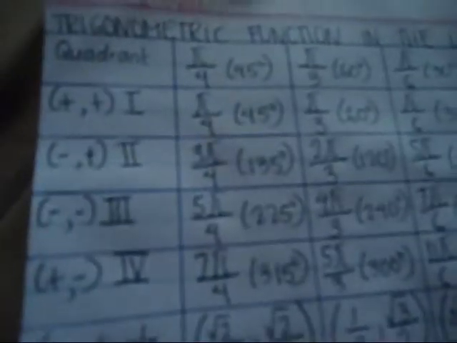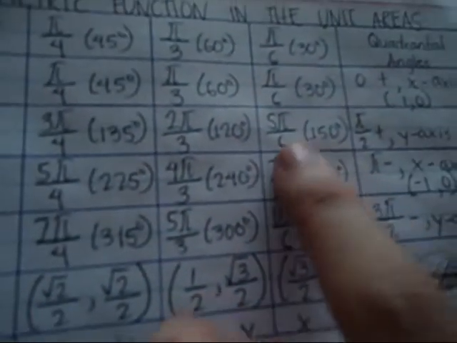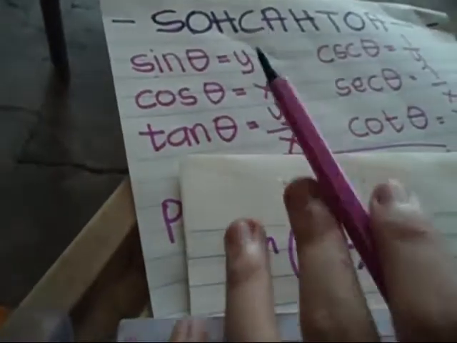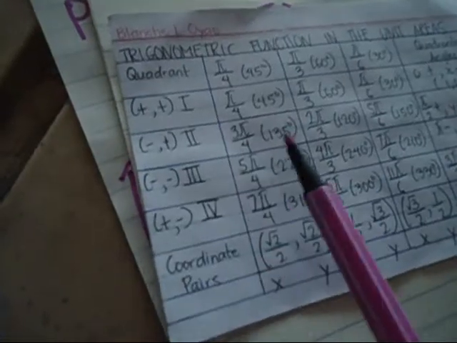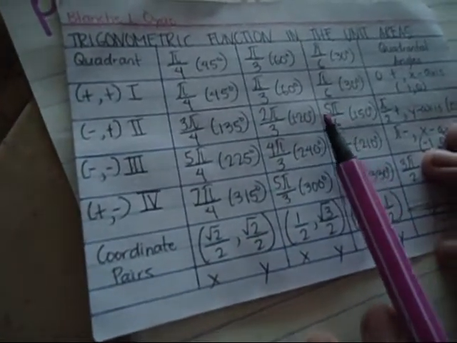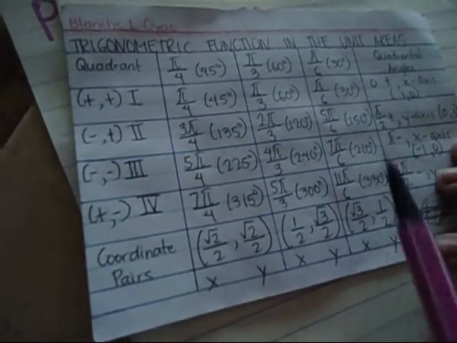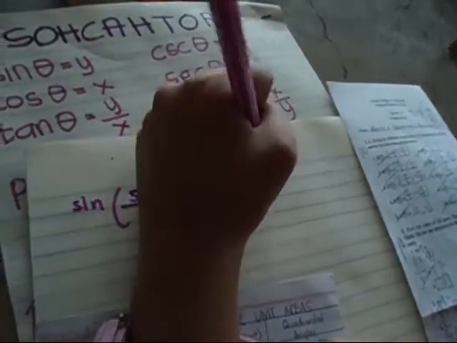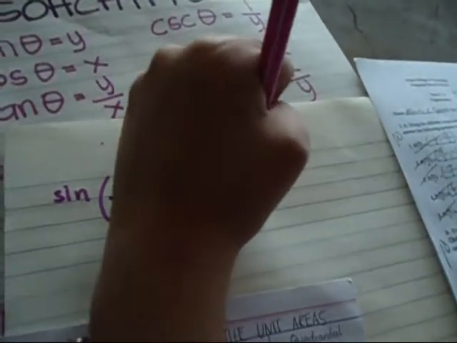Using your index card, you find 5 pi over 6. So it's in quadrant 2. And since sine theta is y, we're just going to use what is y. The y of 5 pi over 6 is 1/2. Positive 1/2 will be our answer. So this is the final answer.